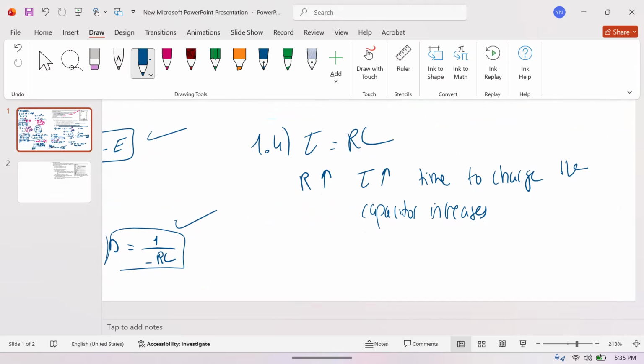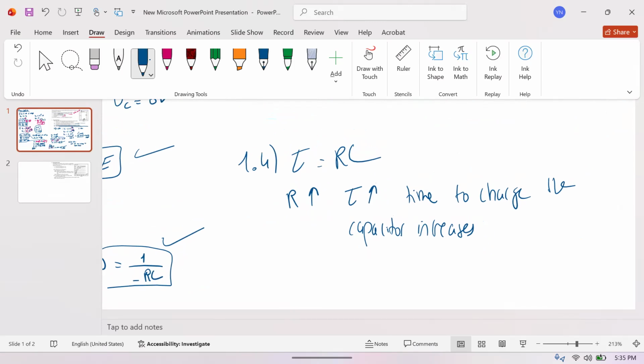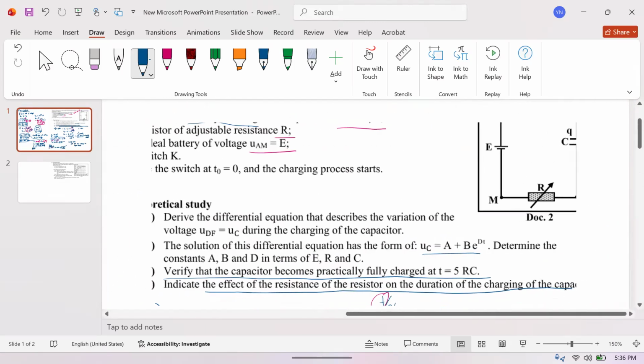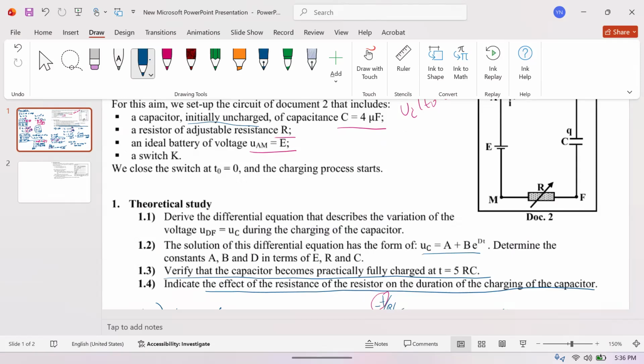And by the way, this question is not only about the resistance. This could be asked about the capacitance. What is the effect of C on the time, on the duration? It's the same thing. Instead of R, we just say C. Okay. Now, this is the first part.